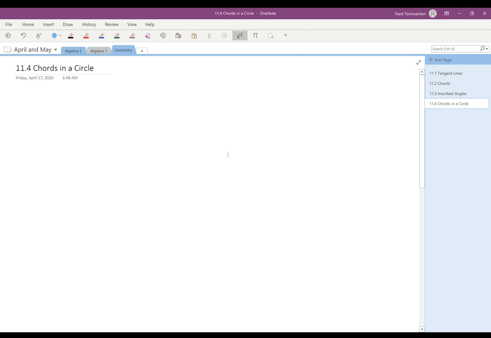So in this section, we're talking about chords and secants in a circle and what happens when they intersect with each other. We've already studied this once, even though we didn't talk about it as an intersection of two chords or two secants. First, let me define secant for you.